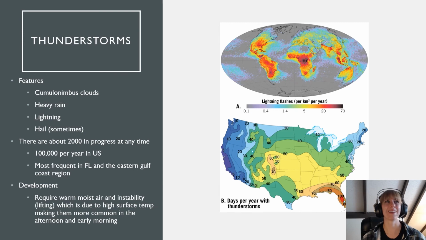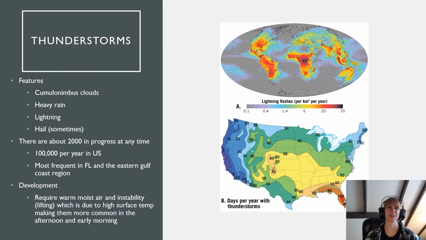All right, thunderstorms. Features of thunderstorms are cumulonimbus clouds, which are very, very tall clouds. You will have heavy rain, you will have lightning, sometimes you even have hail, which is really cool. There are about 2,000 thunderstorms in progress at any given time, and we have about 100,000 per year in the U.S. Most frequently, they are in Florida, in the eastern Gulf Coast region, and our area of Florida, Tampa, thanks to the Selmon Expressway, is the lightning capital.